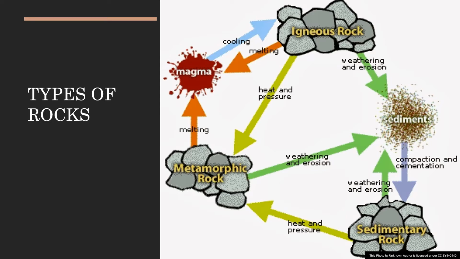And then if metamorphic rocks experience melting, so they get heated up even more, then they can turn back into magma. And so that's how it's a cycle, because you can have magma to igneous, igneous to sediment, sediment to sedimentary, sedimentary to metamorphic, and metamorphic to magma. So you can see this all in the image that I've placed up on the board. And I hope that gives you a little insight into what we call the rock cycle.